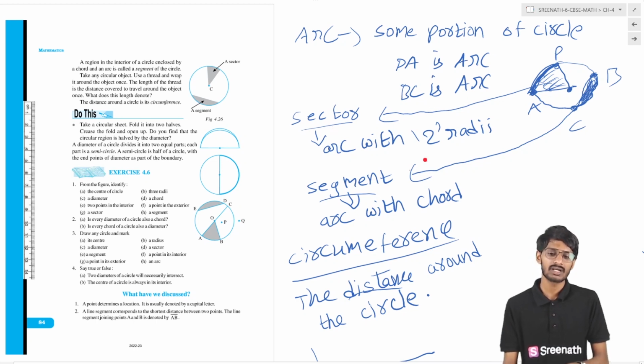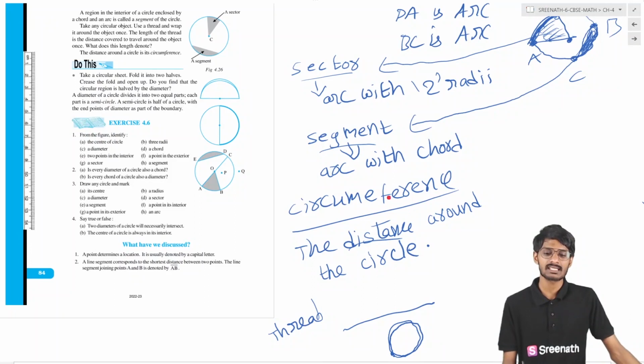Then what is a segment? A segment means if there is an arc and there is a chord, the area enclosed by the arc and chord we call the segment, students. And what is the circumference? Circumference is nothing but the total distance around the circle. The distance around the circle is called the circumference, students.